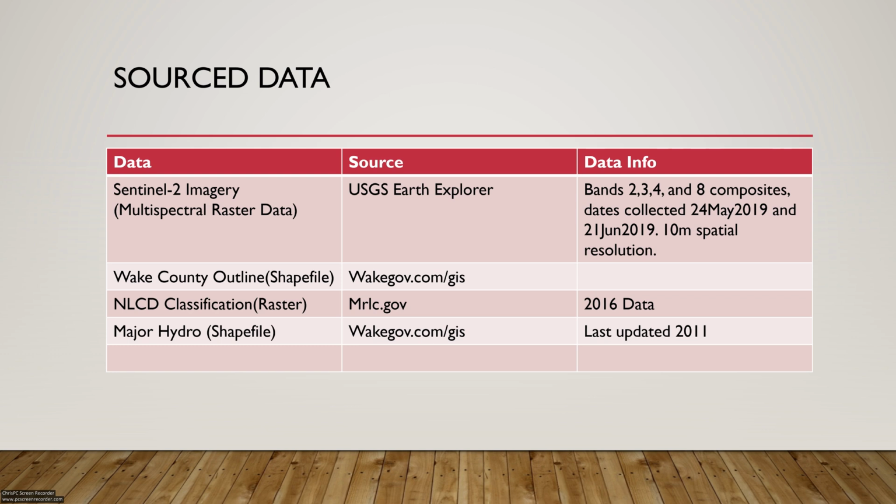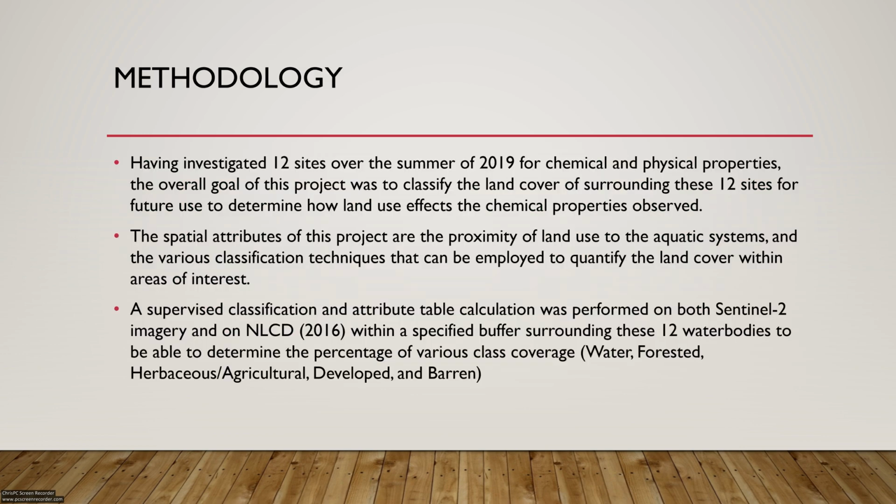So the data that we used, we had two Sentinel-2 images from USGS Earth Explorer, as well as two shapefiles from Wake County government, to include the Wake County outline and major hydrology polygons. And also we had the NLCD data from the most recent set in 2016 from the MRLC.